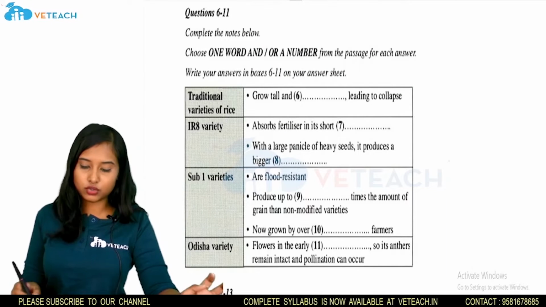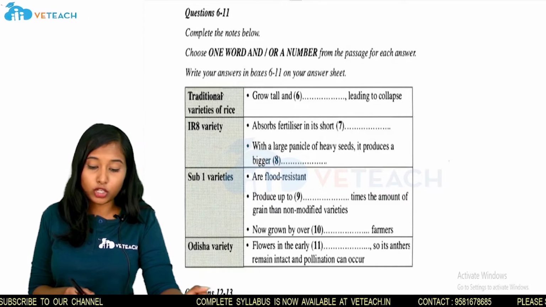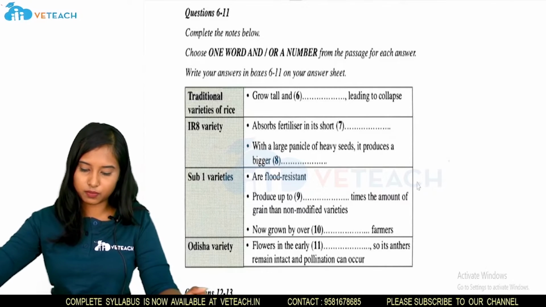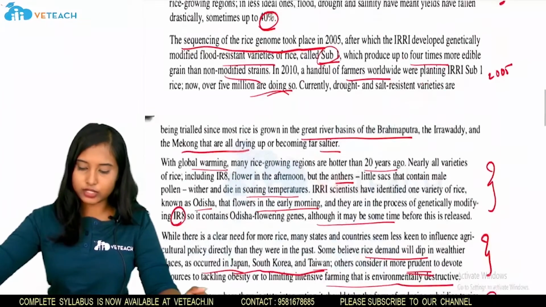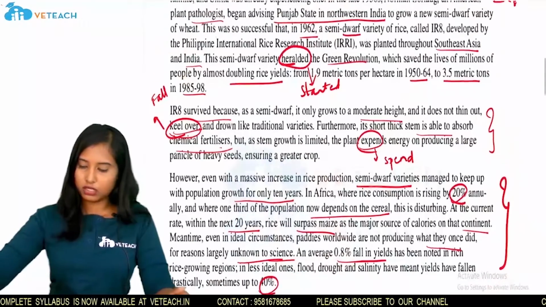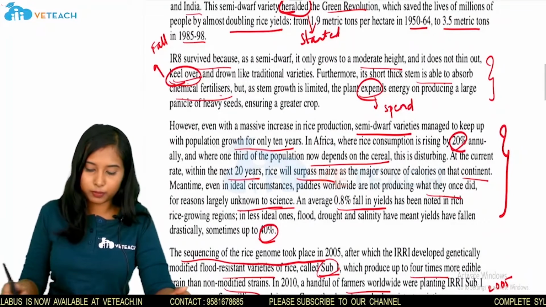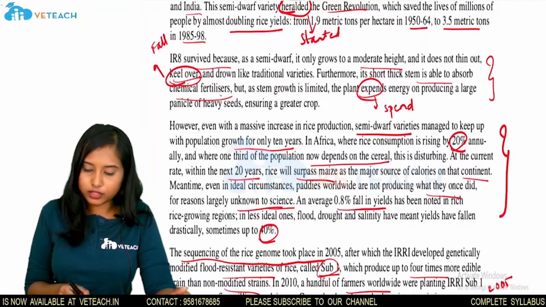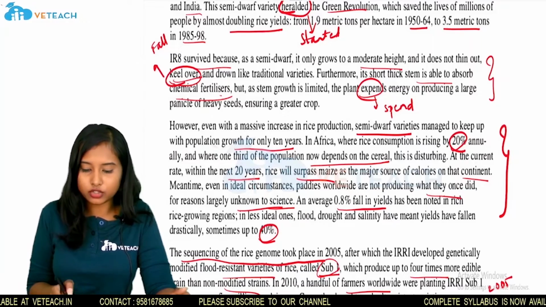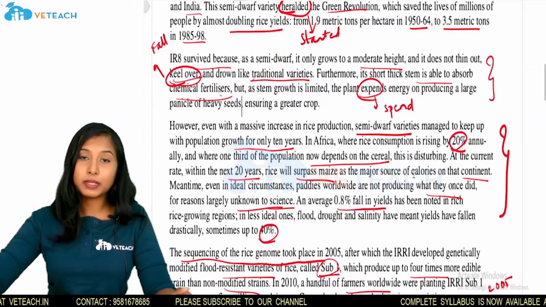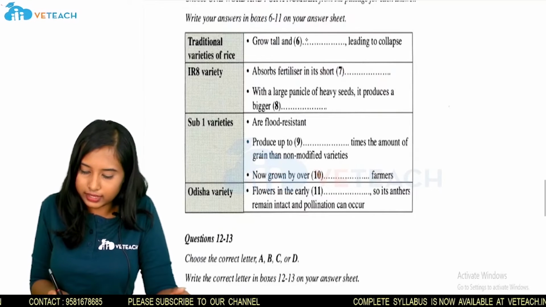In this set of questions, you're just supposed to fill in the blank. Traditional varieties of rice. What are the properties of traditional varieties of rice? That they grow tall and blank, which leads to collapse of the crop. Let's refer to the passage and look at the properties of the crop, which is IR8. It survived because of its moderate height and it does not thin out, keel over and round like traditional varieties, which makes the answer grows tall and thin.